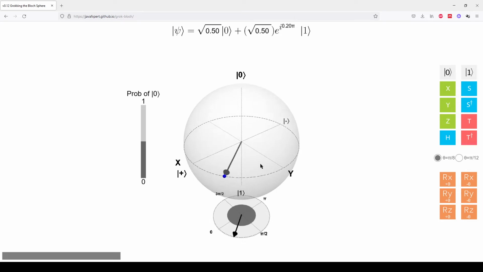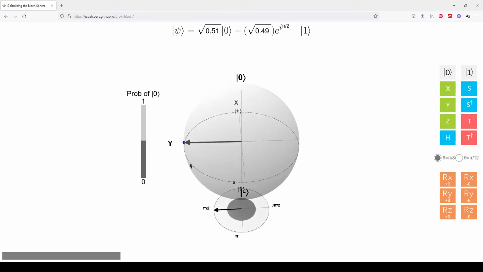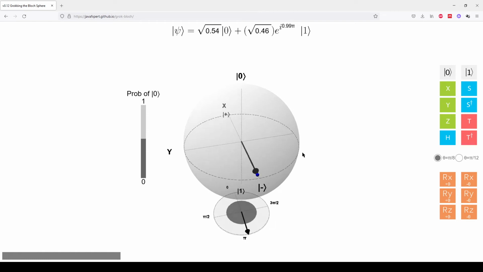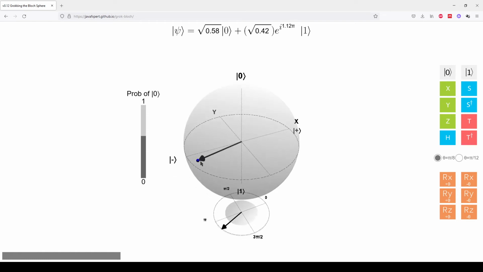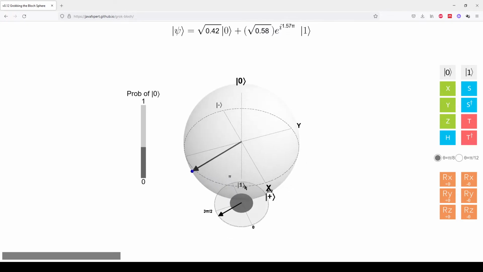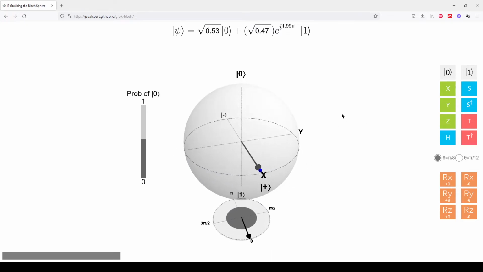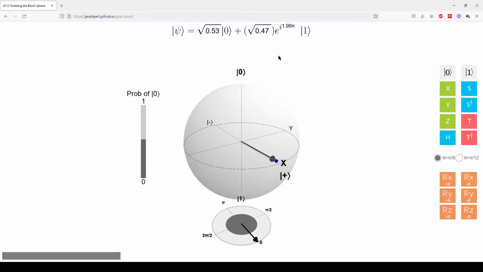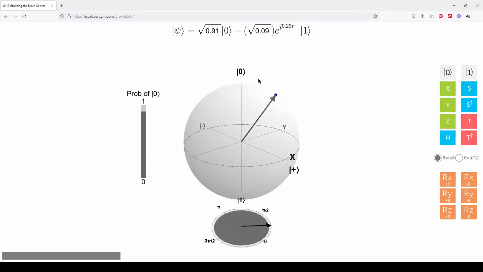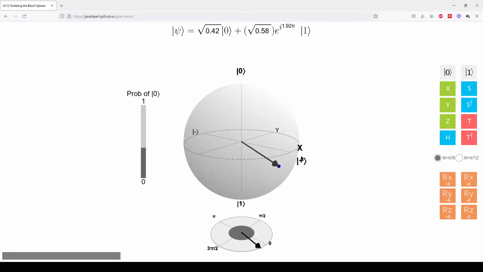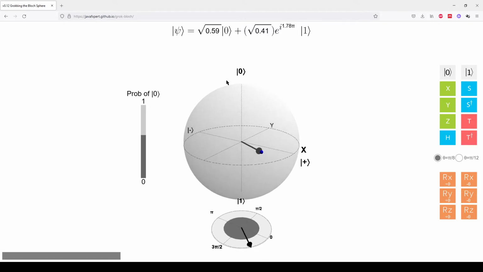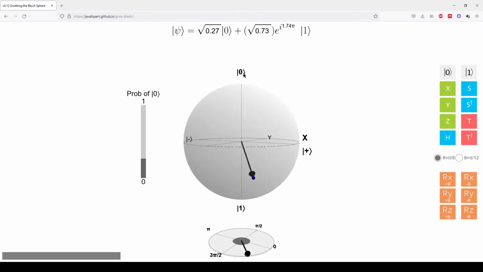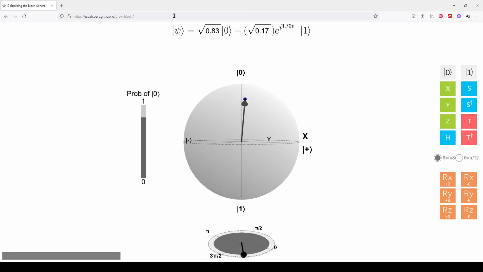When you rotate anti-clockwise, it increases until it reaches pi over 2, then increases until it reaches pi, then increases until it reaches 3 pi on 2 and then back to 0 again. So it's just like your normal complex numbers. Together, the angle around the equator, along with the relative position along the z-axis, can define any state of any possible qubit.